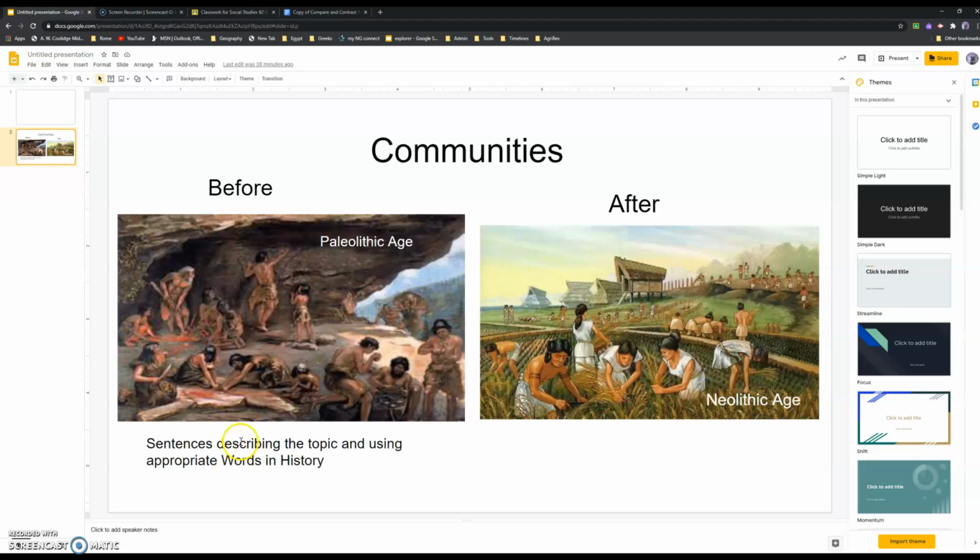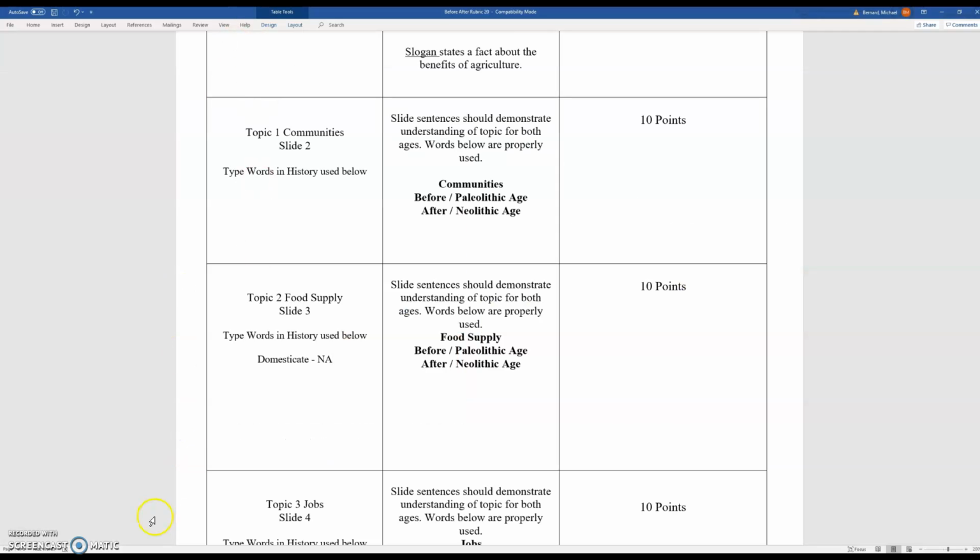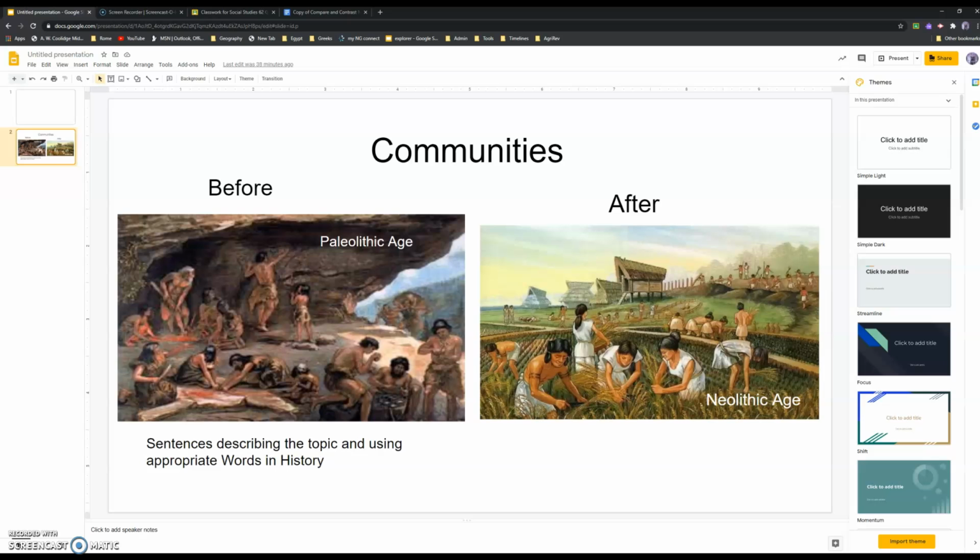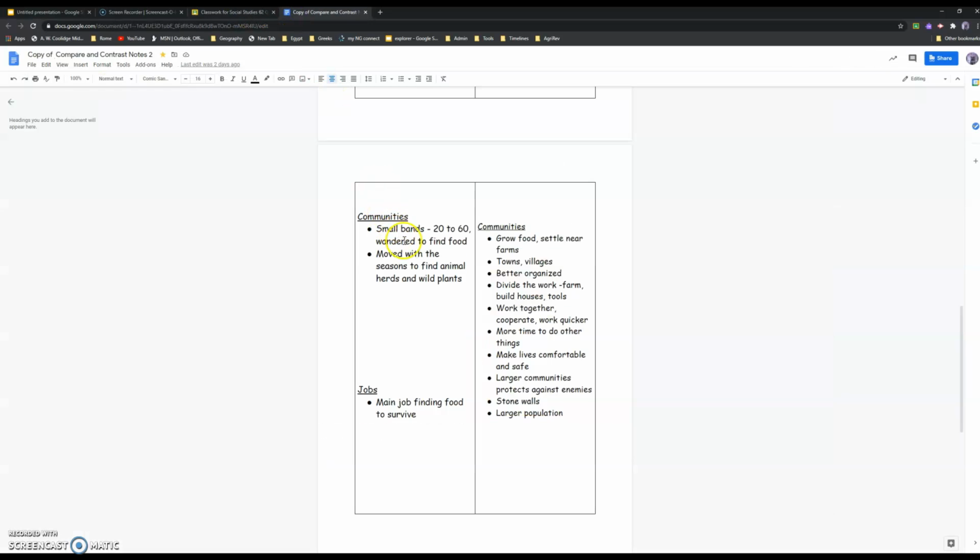But down below the picture, you're going to write sentences describing the topic and using the appropriate words in history. And how do you describe the topic? Well, you're going to go to your notes, your compare and contrast notes, to describe each age. Right? And you should be descriptive about each age in the sentences that you write.